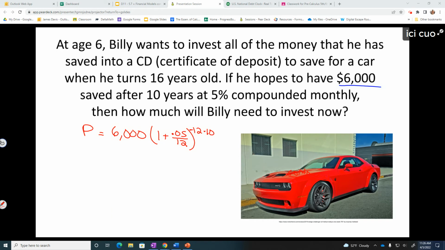You can also just multiply this in your head and write negative 120 if you want. When you type it in, take a second to try to type that in. You can always double check to make sure your answer makes sense as well. It should be a number less than $6,000. Also make sure you're closing your parentheses.